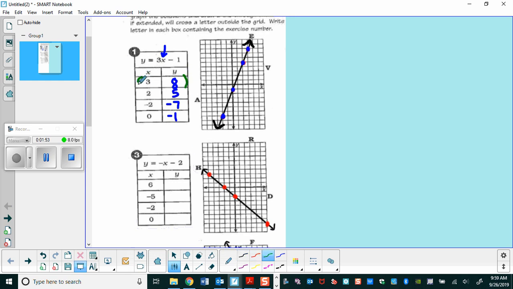This would be the point 3, 8. This would be the point 2, 5. This would be the point negative 2, negative 7, and this would be the point 0, negative 1. Okay? So let's try the next one, number 3 down here.